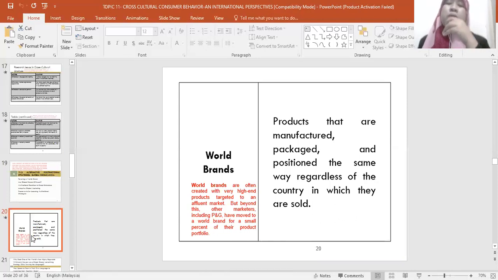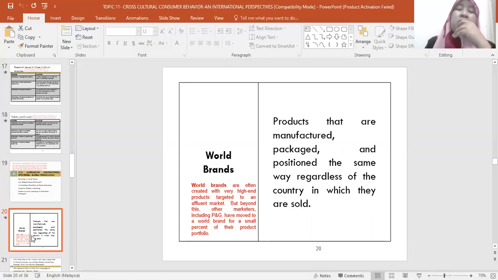World brands are often created with very high-end products targeted to an affluent market. But beyond this, other marketers, including P&G, have moved to a world brand for a small percent of their product portfolio. Products are manufactured, packaged, and positioned the same way regardless of the country in which they are sold. It depends, actually.